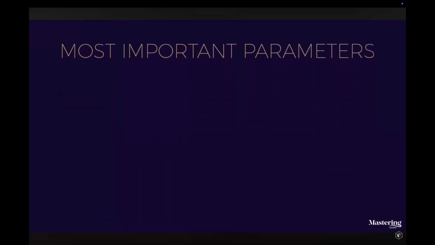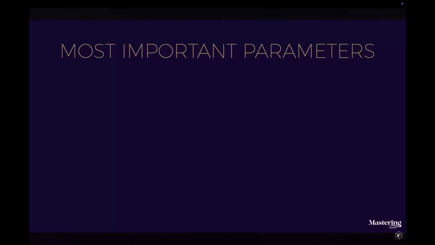Most important parameters. When using compression on vocals, it's essential to understand the following parameters. 1. Threshold. The threshold determines the level at which compression begins to take effect. Any signal that exceeds the threshold will be subject to compression. Setting the threshold appropriately is crucial for controlling how much compression is applied to the vocals. Lowering the threshold will result in more compression, while raising it will reduce the amount of compression applied.